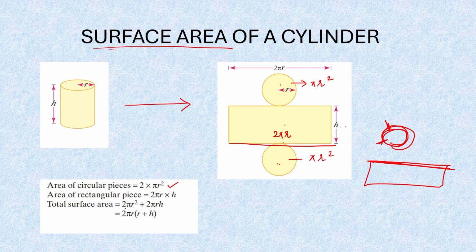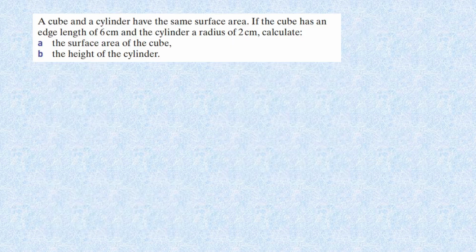So the total surface area will be 2 pi r square plus 2 pi r h. We'll take 2 pi r common, so the TSA is 2 pi r, and in the brackets it is r plus h. So this is how you find the total surface area of a cylinder. This is the formula, and we have derived the formula. Now we'll solve a question based on this, so you'll get a clear understanding of this.